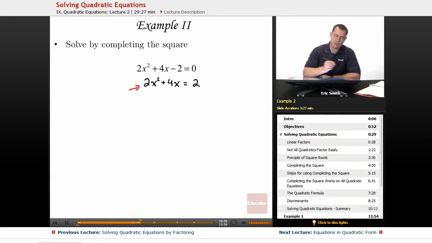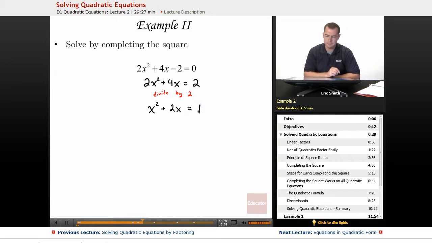Now I want to check the leading coefficient to make sure that it's a 1. And unfortunately, it looks like this one's not a 1. So to make it a 1, I'm going to divide everything by 2. So 2x squared divided by 2 is an x squared, 4x divided by 2 is a 2x, and 2 divided by 2 is 1.